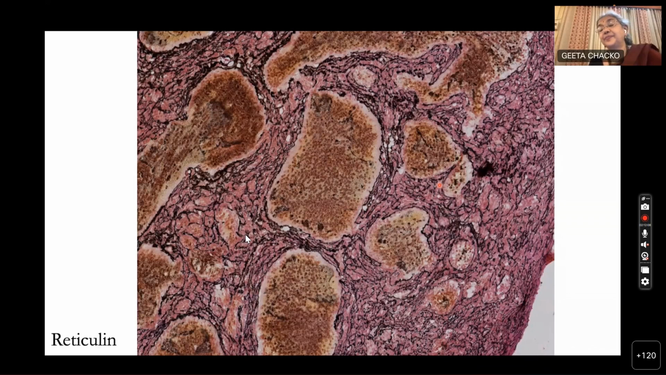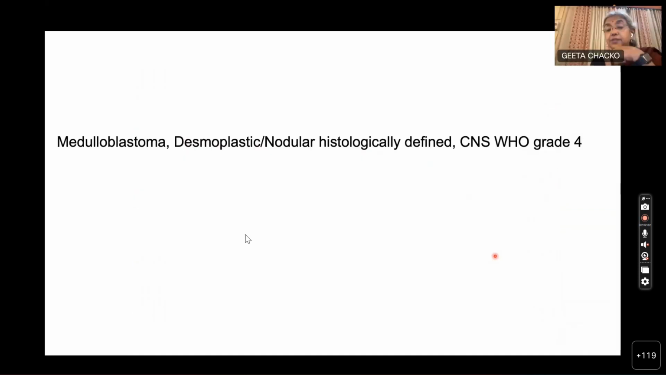Ma'am, my diagnosis is medulloblastoma. Yes. Which is a CNS WHO grade 4. Yes. And now that you've seen all this, nodules and what is called desmoplasia. Ma'am, it comes under the histologically desmoplastic or nodular variant. Good. So it would be a medulloblastoma, desmoplastic or nodular by histological definition and a CNS grade 4.